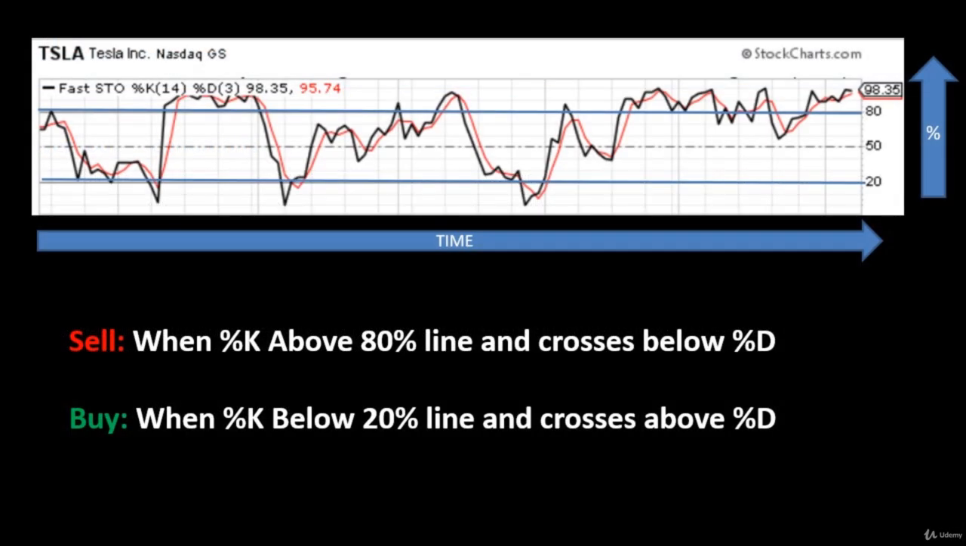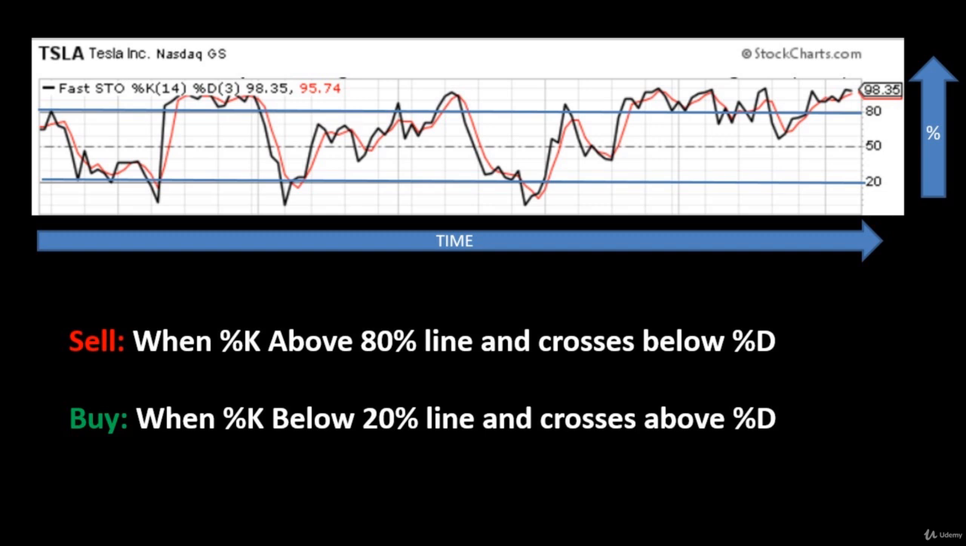So if we look at this again graphically, you're selling when the percentage K is above the 80% line, showing an overbought condition, and it's crossing below the percentage D. Now let's look at that visually on the chart there. And the same thing, you're going to buy at the low part when it's below the 20% line and crosses above the percentage D. So you can see where we have highlighted real strongly the blue lines there for the 80 and the 20% on the right-hand side.